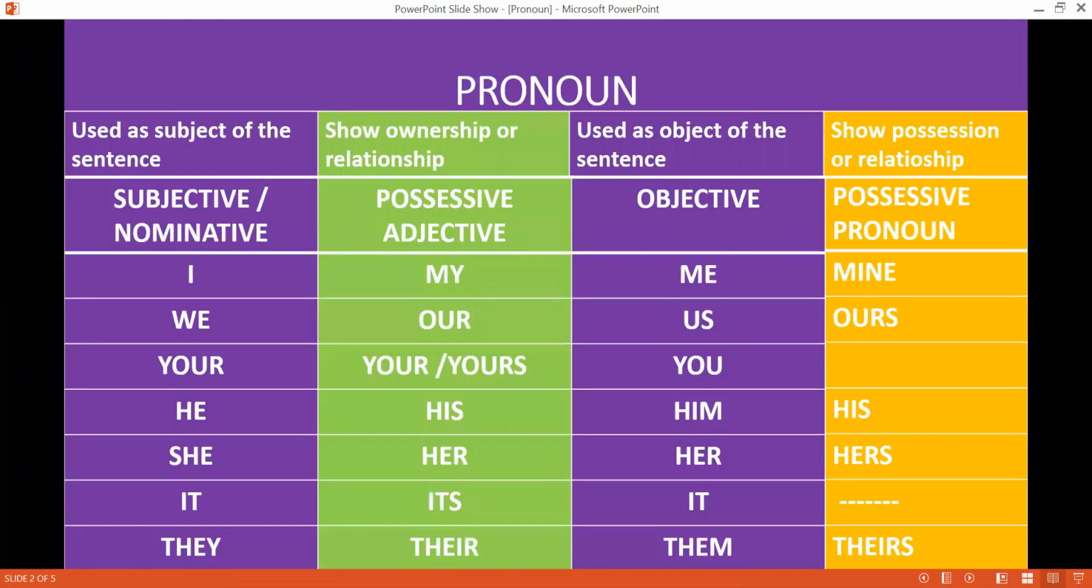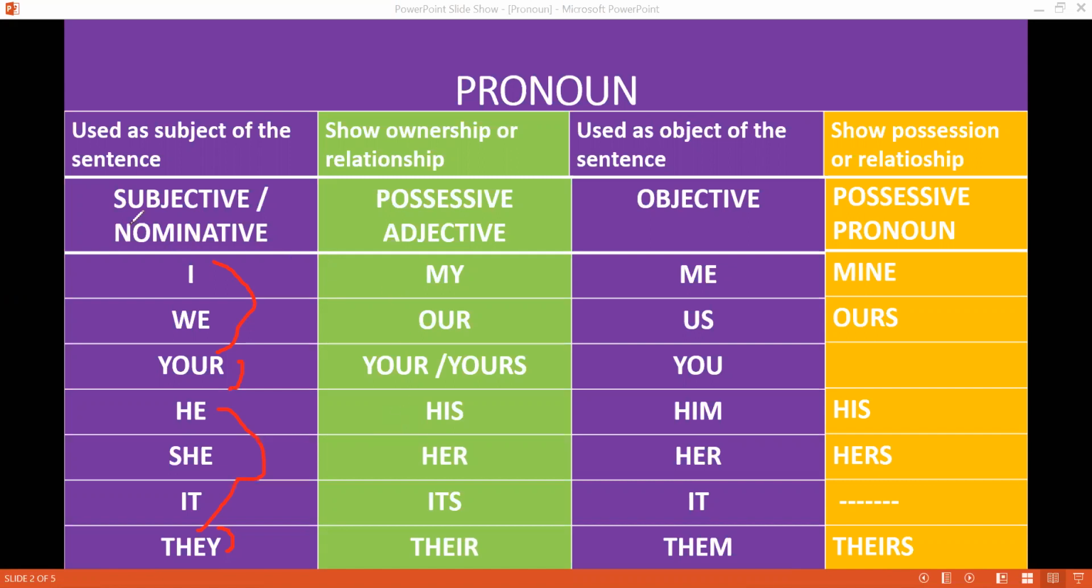Now let's see, there's a chart before you where pronouns have been given. These pronouns are I, we, you, he, she, it, and they. First person, second person, third person singular, and third person plural. These are three kinds of pronouns: first person, second person, and third person.